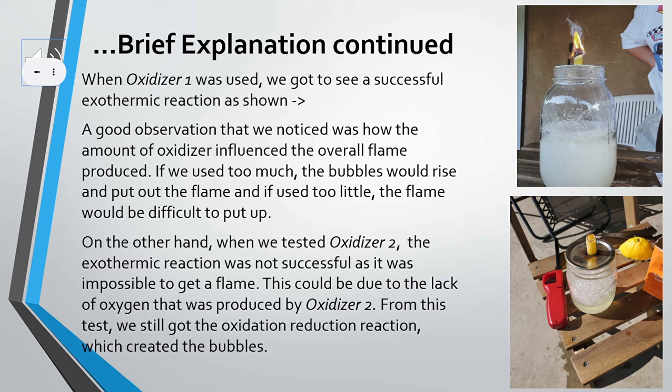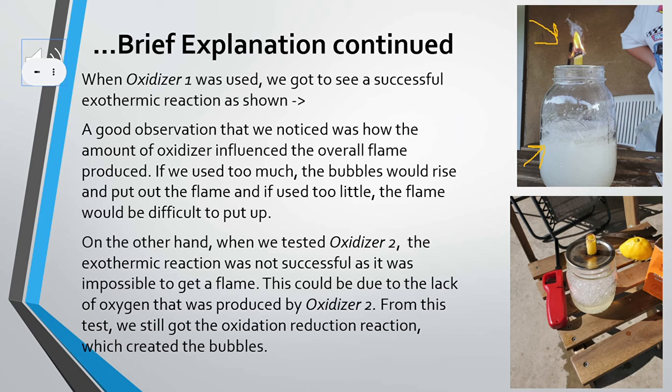A good observation that we noticed was how the amount of oxidizer influenced the overall flame produced. If we used too much, the bubbles would rise and put out the flame, and if we used too little, the flame would be difficult to put up.